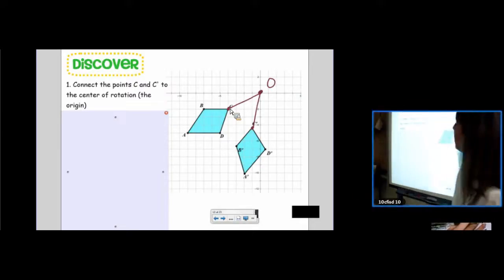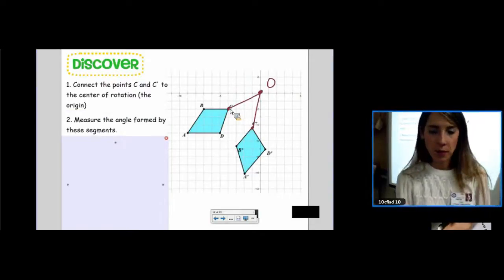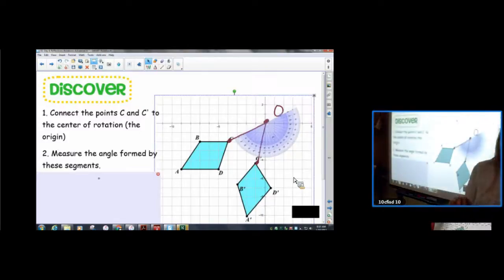As you can imagine, this is pretty easy. You get your protractor out and you measure the angle. That's all there is to it. You're getting about 50 degrees. It should be about 50 degrees.